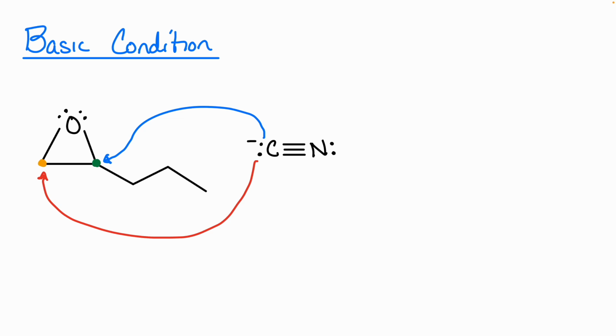Why orange? Steric hindrance, right? It's more accessible. That nucleophile needs to be able to get to that electrophile. Which one is more accessible? It's going to be that orange carbon there. So yes, we're going to say not this one. Our nucleophile attacks the more accessible carbon.